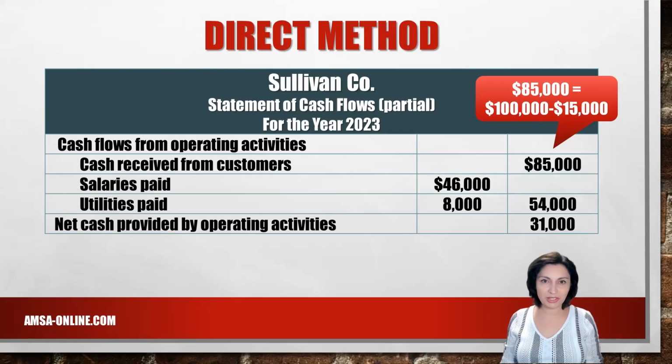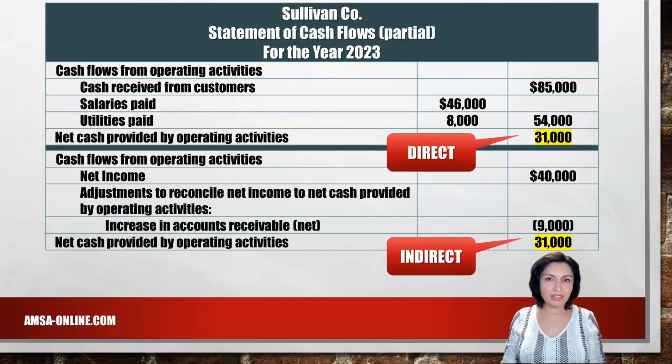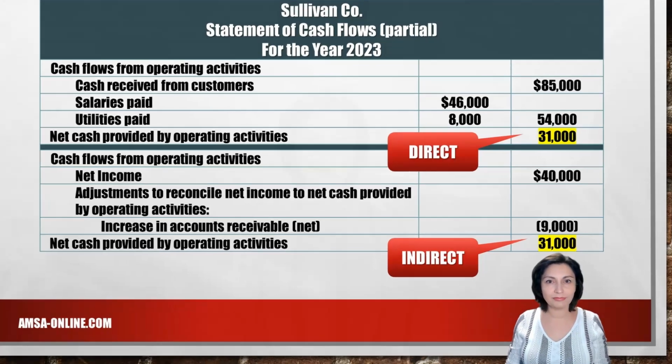Now let's look at the proper presentation of the statement of cash flows under the direct method. Cash sales should be reported as $85,000, which is $100,000 sales revenue minus a $15,000 increase in accounts receivable. The bad debt expense is not included in the cash paid, as it is a non-cash expense. Let's compare the cash flow statements prepared under the indirect and direct methods. Note that regardless of the method used, the net cash provided by operating activities is the same, $31,000.